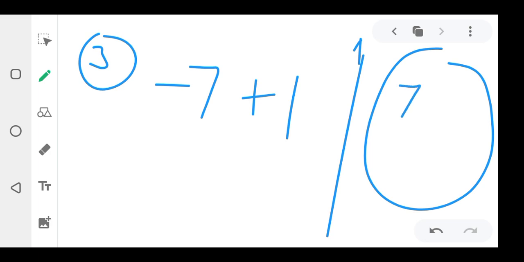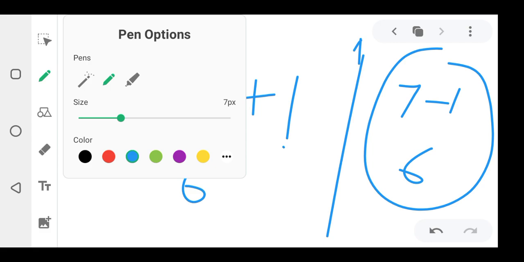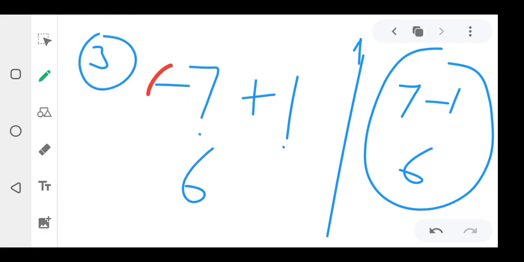So I subtract 7 minus 1. Okay? I forget the signs. I just pick the numbers 7 and 1. I bring them here. So 7 minus 1 is what? 6. So I put 6 here. And then what's the sign of the larger number here? The sign of the larger number is what? It is this negative. So I'll put it here. That negative. So it means my answer is negative. Negative 6.